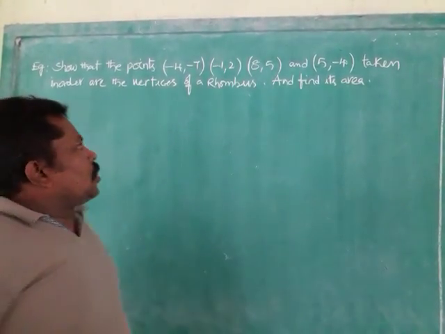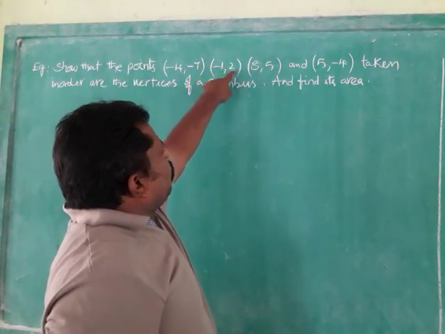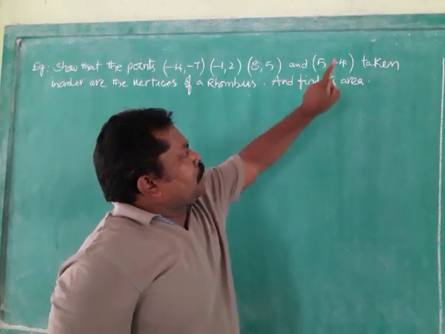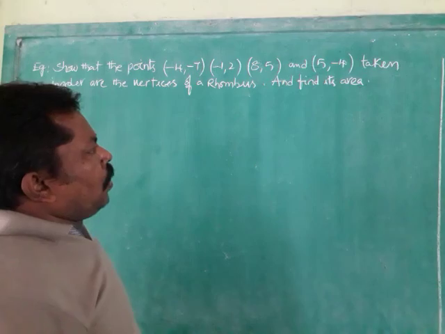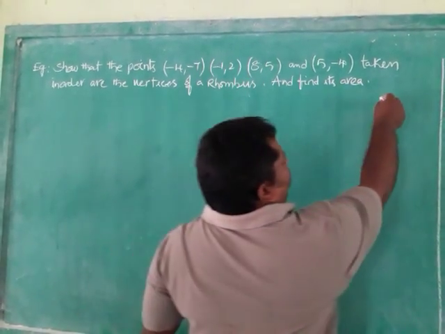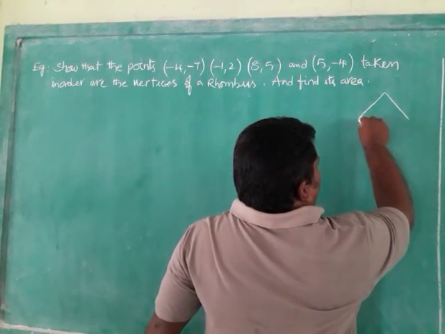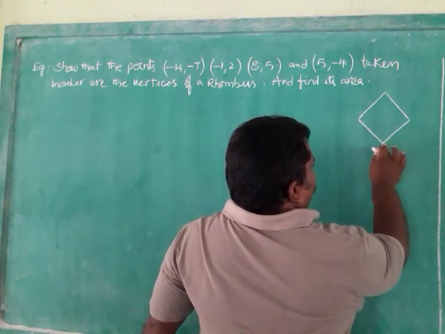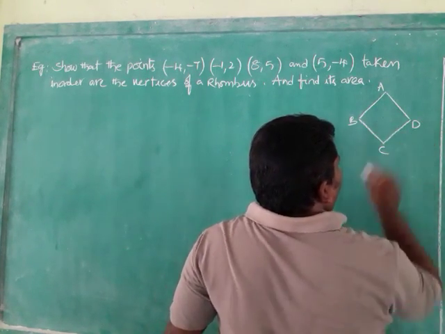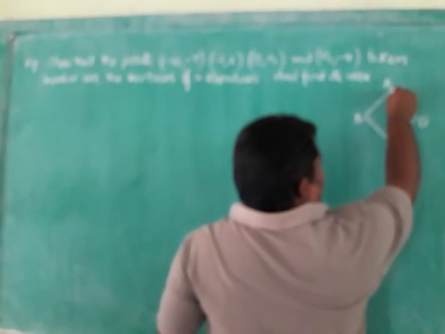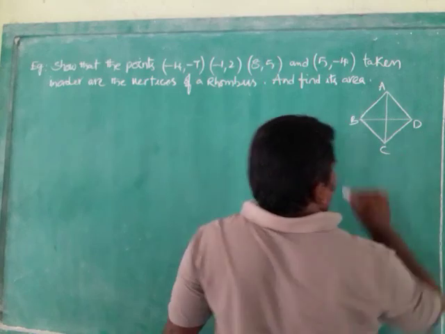Okay, children. Now see, show that the points minus 4 comma minus 7, minus 1 comma 2, 8 comma 5 and 5 comma minus 4 taken in order are the vertices of a rhombus, and find its area. Now see, it is a rhombus ABCD, and AC is a diagonal, BD is also another diagonal.